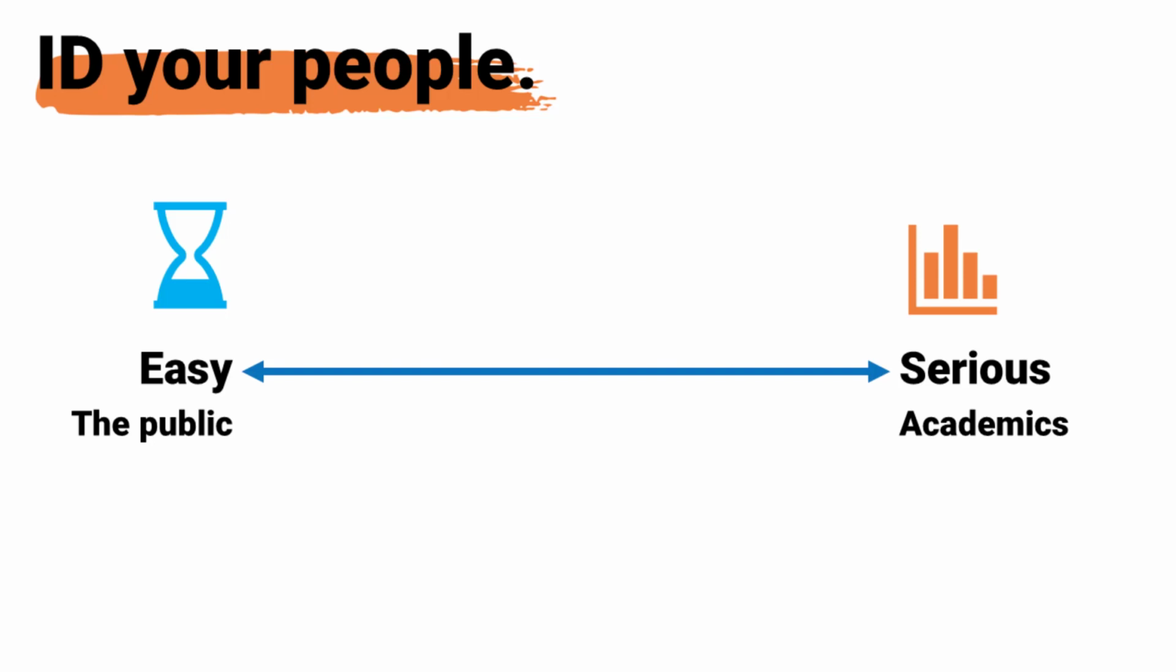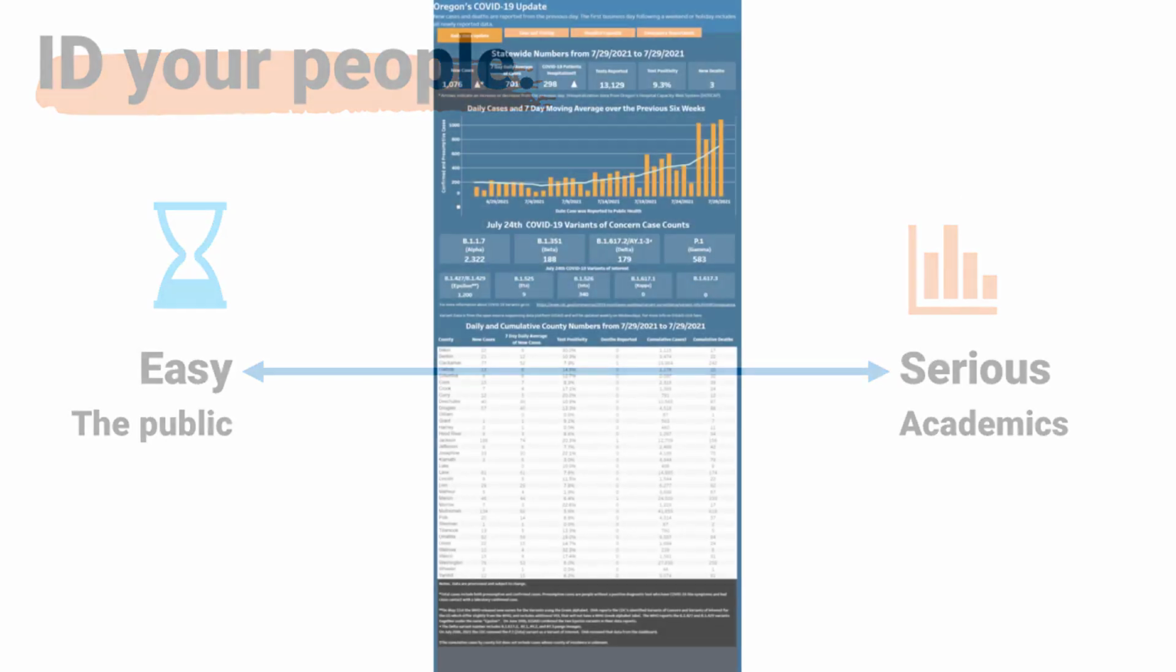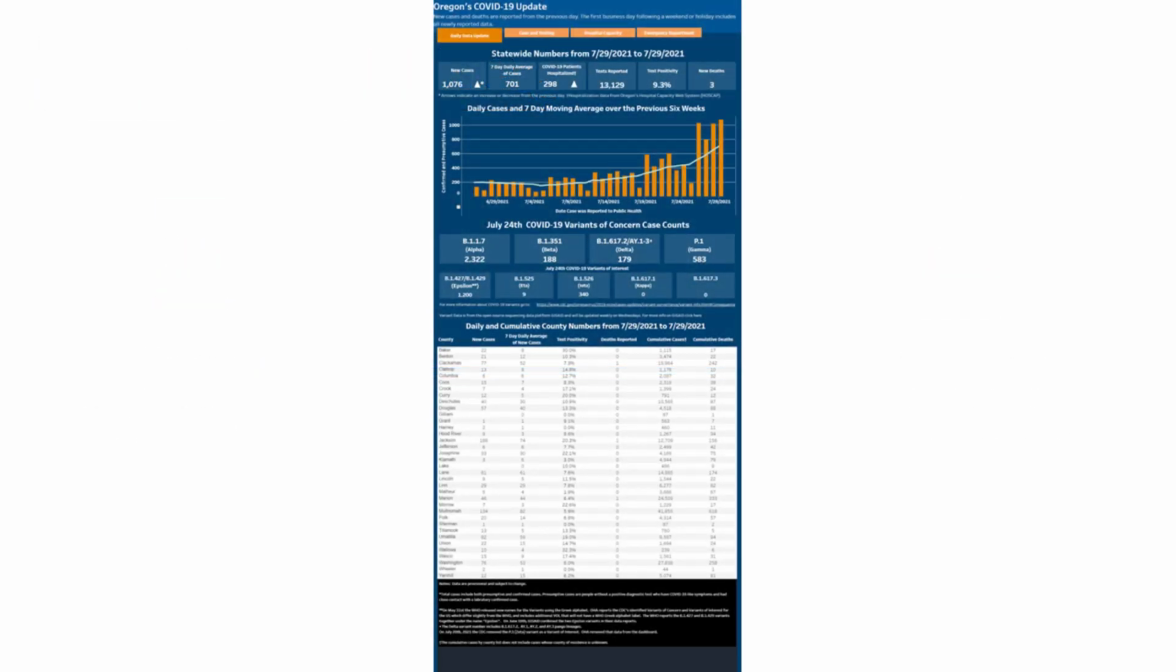And you likely have audiences that fall somewhere along this spectrum, which is your clue that one size does not fit all. One graph will not make all parties happy. Your chart choice and even the words you choose to convey your point will depend on your audience. Let's take a look at another example.